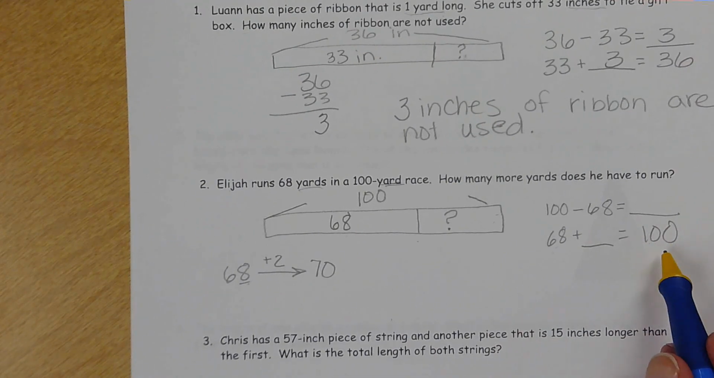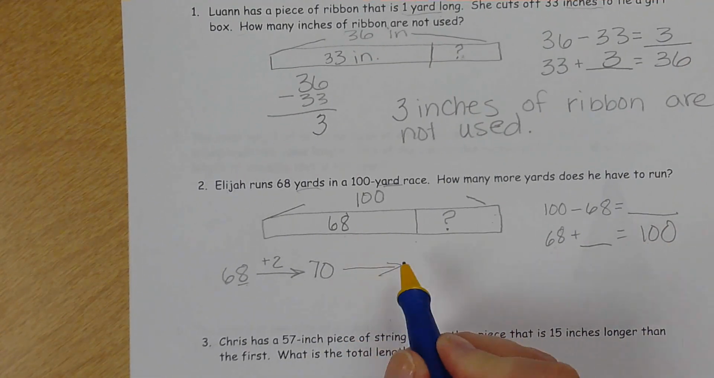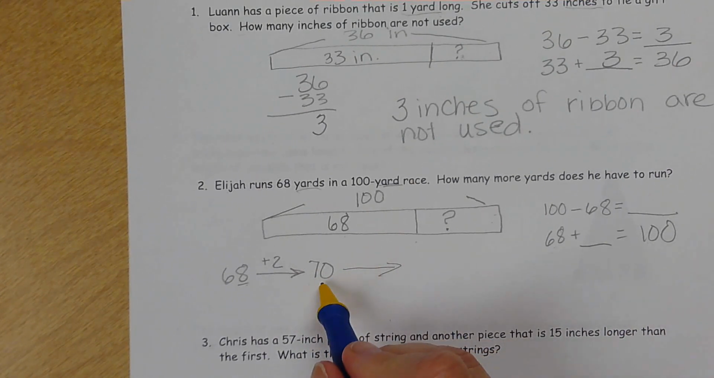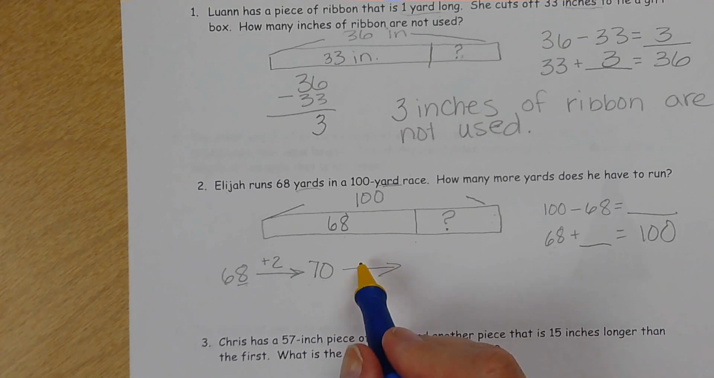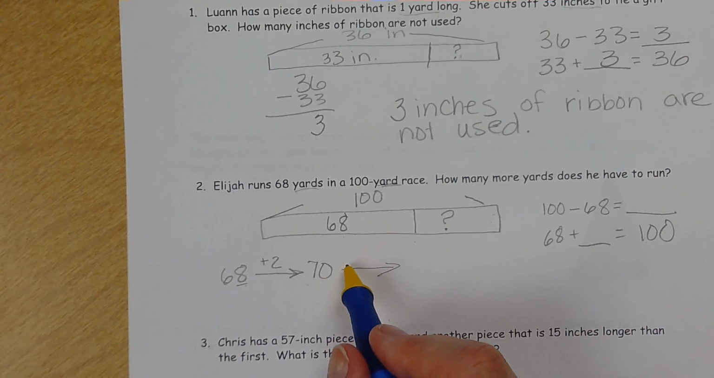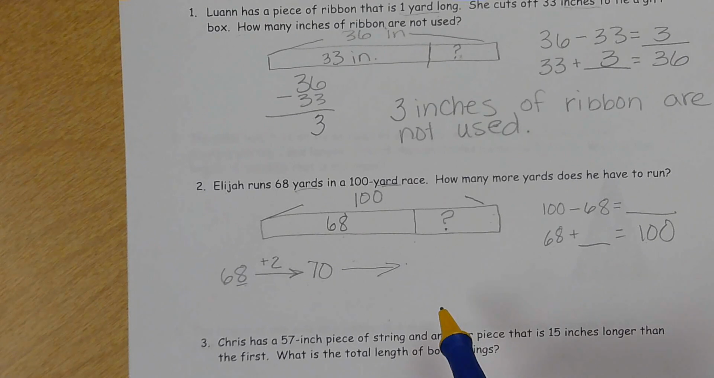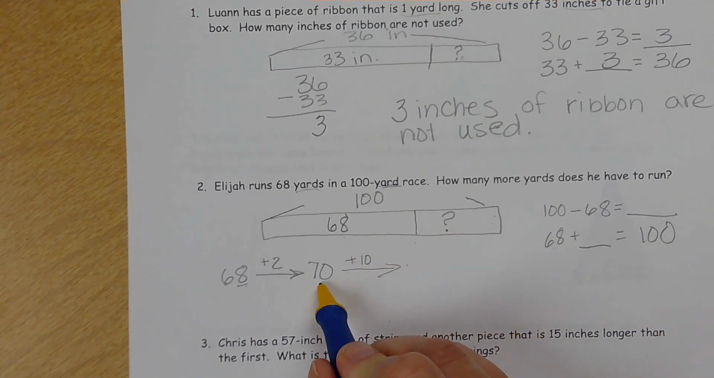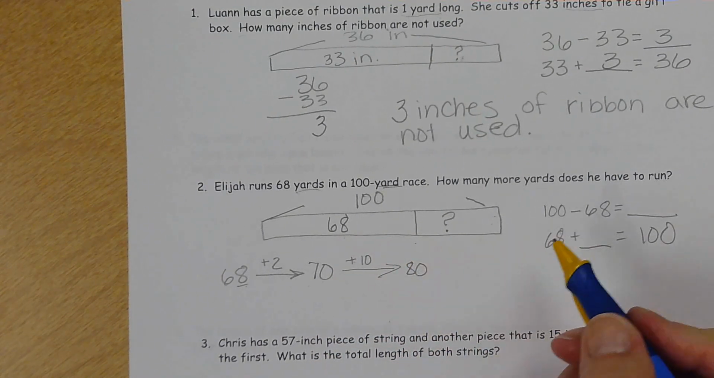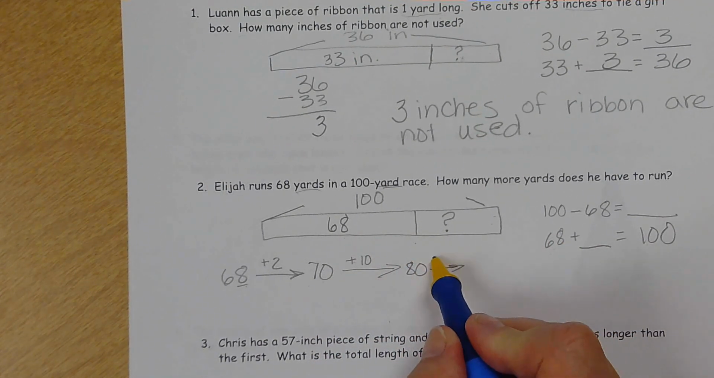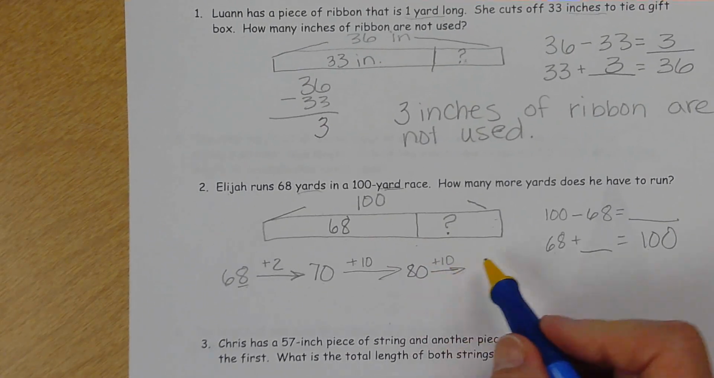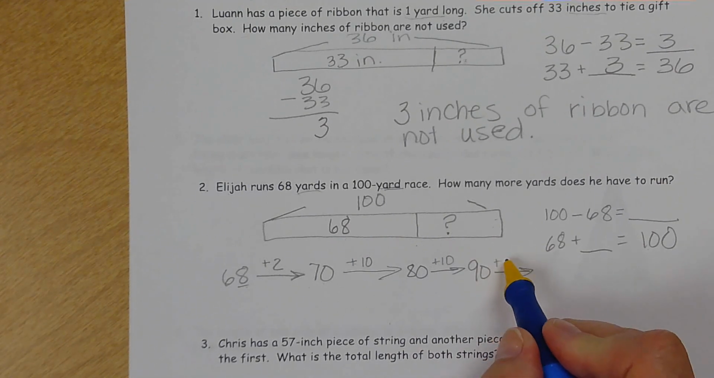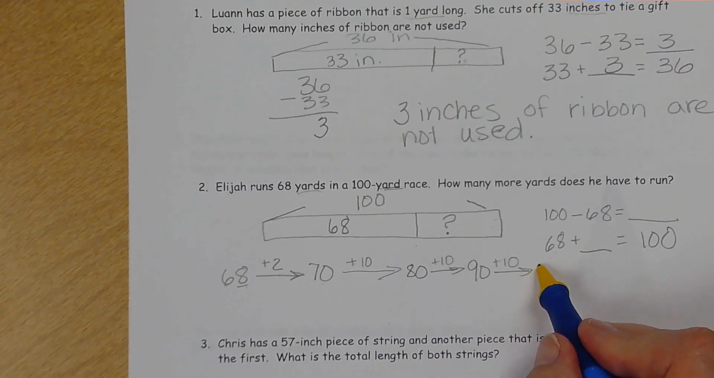And now I need to get to 100. If I know 7 tens plus something equals 10 tens, 70 plus something equals 100, great, I can use that. If I'm not sure, I can just go up 10 at a time until I get there. So I'm going to add 10. 70 and another 10 is 80. Still not there, so I'm going to add 10. 80 plus 10 is 90. Still not there, I'm going to add 10. 90 plus 10 is 100.